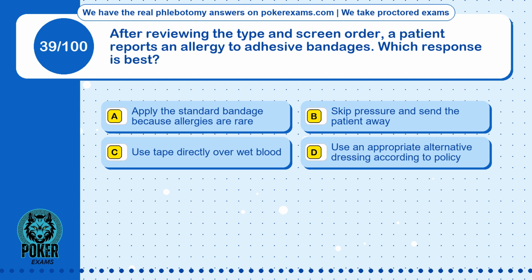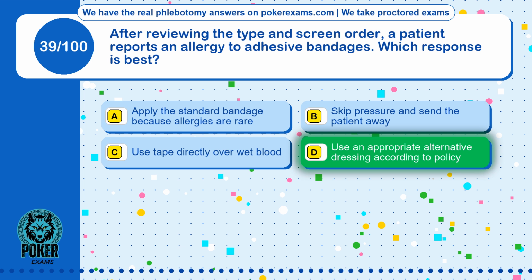Question 39. After reviewing the type and screen order, a patient reports an allergy to adhesive bandages. Which response is best? Option A. Apply the standard bandage because allergies are rare. Option B. Skip pressure and send the patient away. Option C. Use tape directly over wet blood. Option D. Use an appropriate alternative dressing according to policy.